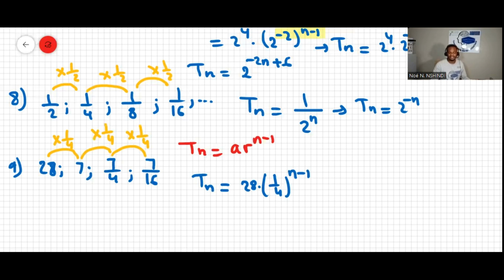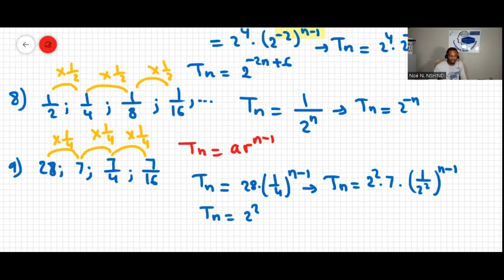Okay, 28 is not really an exponential number of base 2, so we're going to leave it like that. Or we can simplify further. Tn will be 28, which in terms of prime factors is 2 squared times 7, multiplied by a quarter, which is 1 over 2 squared, to the power of n minus 1. And then Tn will be equal to 2 squared times 7 multiplied by 2 to the negative 2, all to the power of n minus 1.